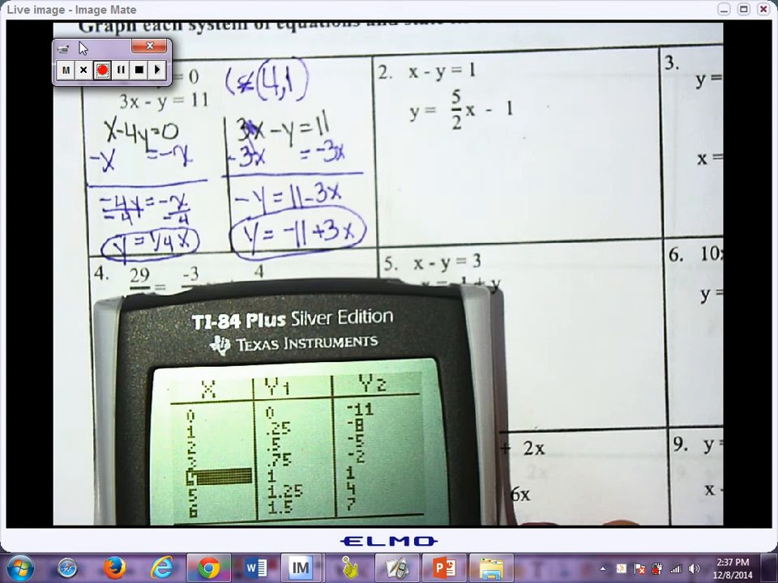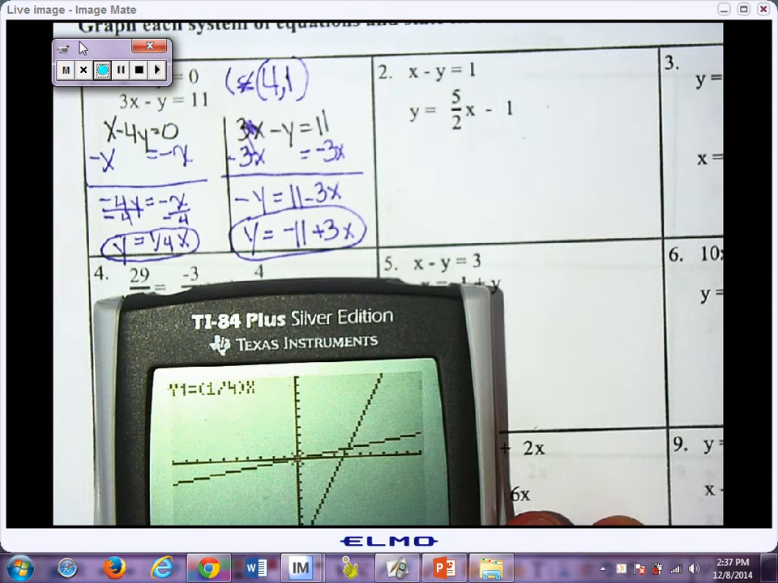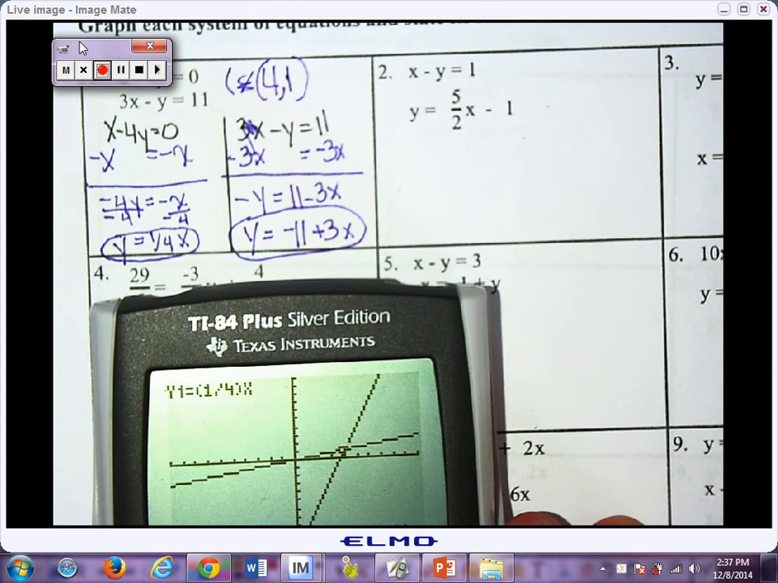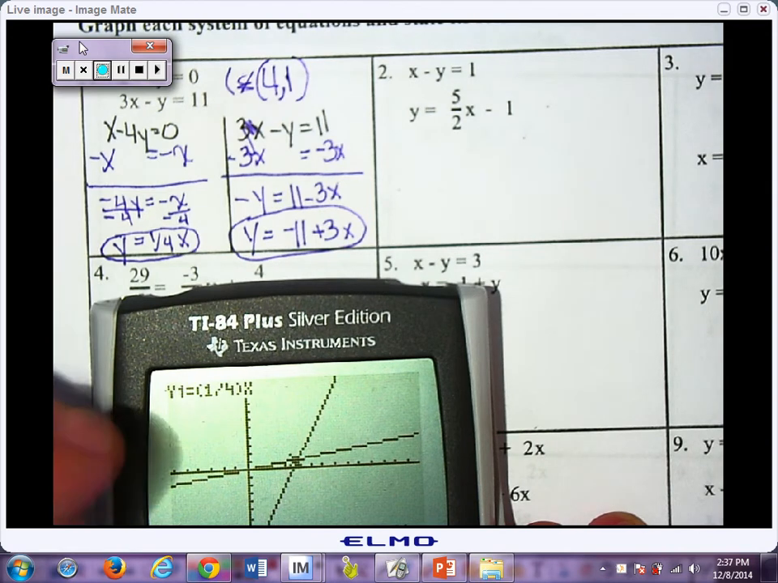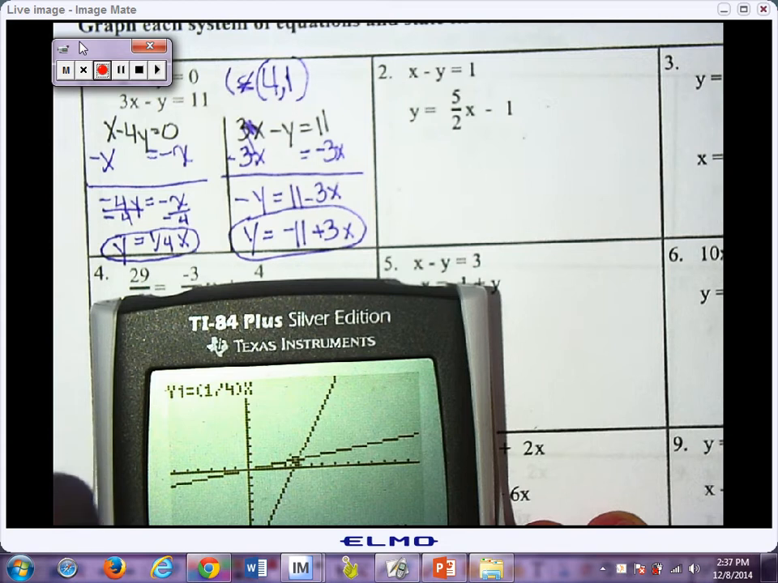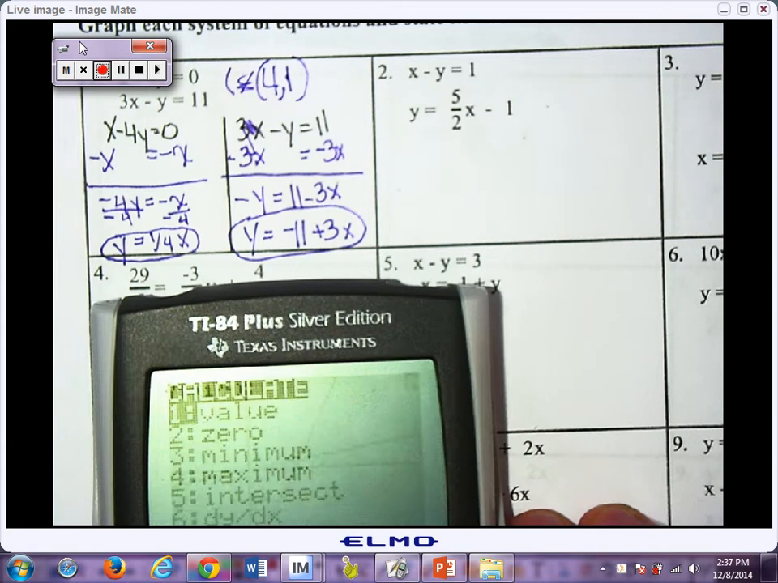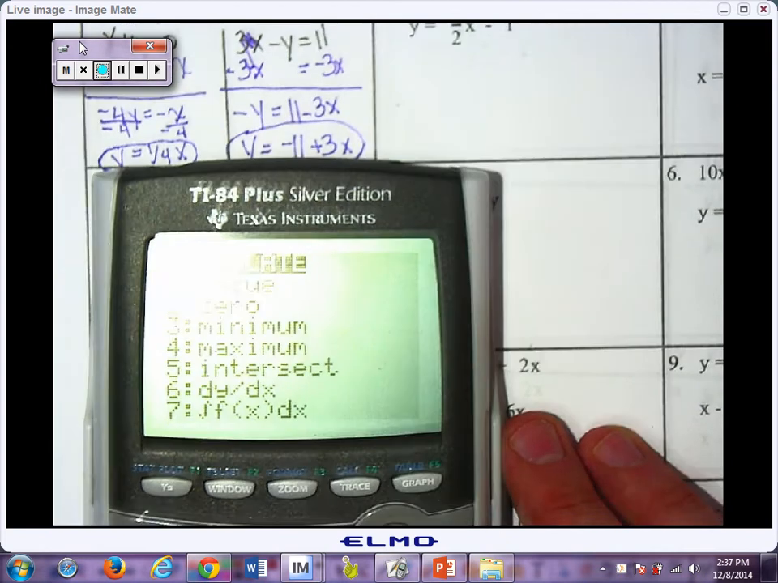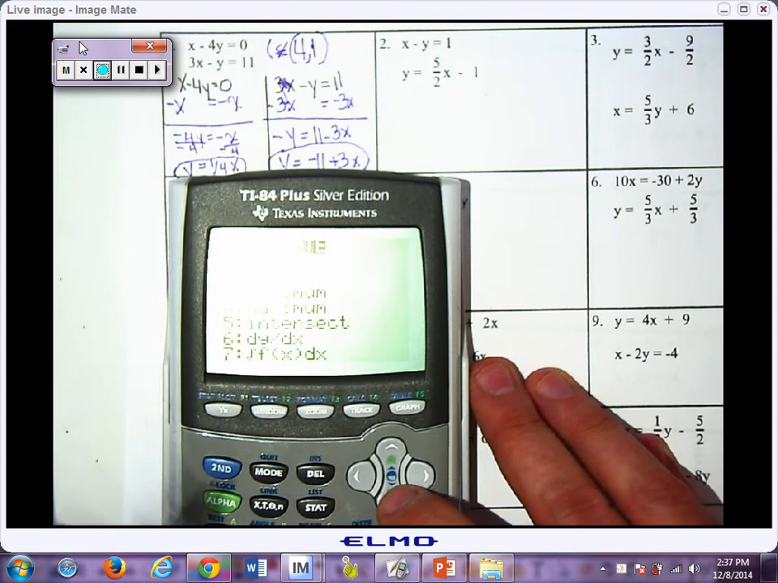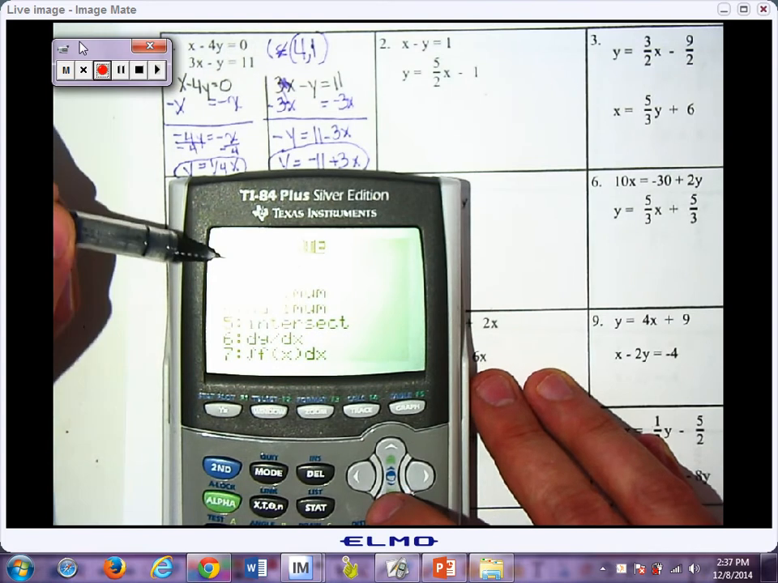Another way I can check is to go to trace. When I go to trace, I'm going to go right to where I see them intersecting. But unfortunately, the trace function doesn't really give an exact match. It kind of gives you decimal numbers, so you want something a little better. The best way to do this overall is to go to second and calculate. Calculate is the blue button right up here, so you need to press the second key in order to get to it. Now you're asked for a bunch of options.